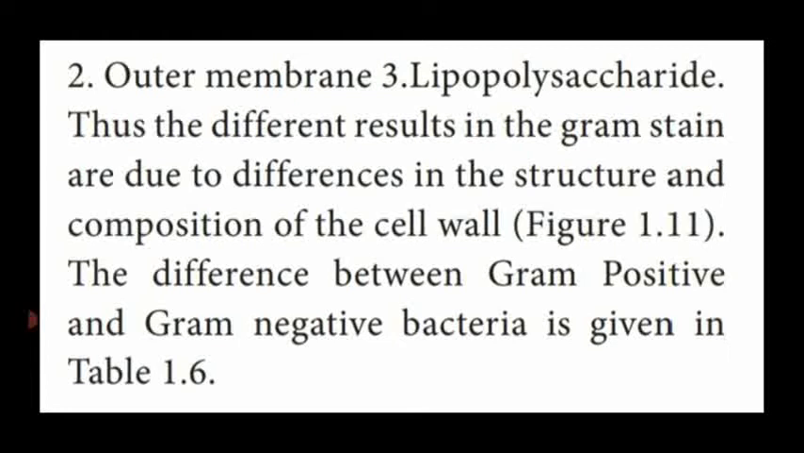The cell wall is made up of peptidoglycan. Outer to the peptidoglycan, they have 3 components. One is the lipoprotein. Second one, outer membrane. Third one, lipopolysaccharide. So that's the different result in gram stain due to the structure and composition of the cell wall. This is all the difference between gram-positive and gram-negative bacteria. Some other differences are also given in the table column.